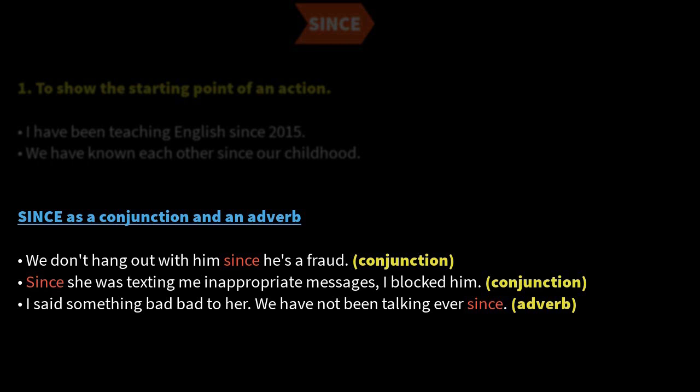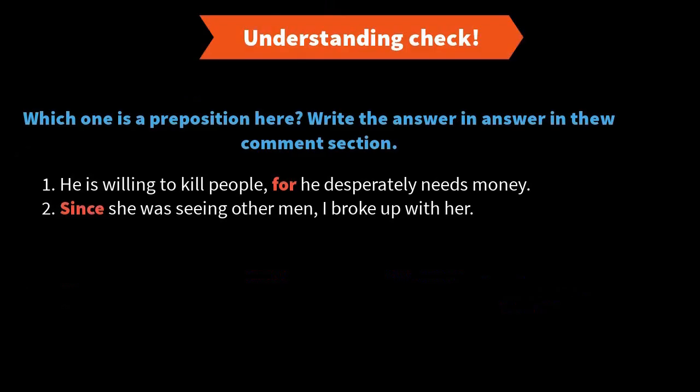For example, we don't hang out with him since he is a fraud. We do not hang out with him. Why? Since he is a fraud. Since he is a fraud is a dependent clause. Since is a coordinating conjunction here. It's not a preposition. Alright, let me give you a test.